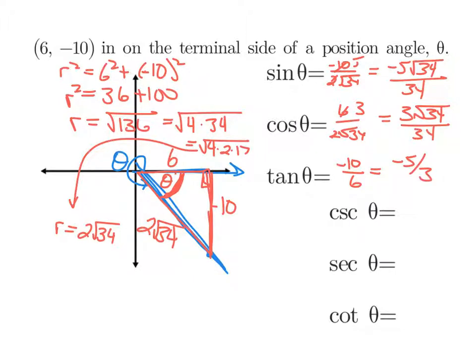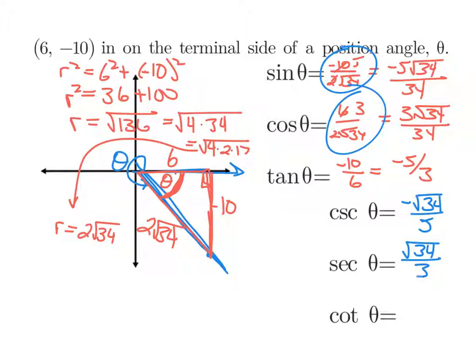To find the last 3, we just take the reciprocal of the first 3. And so going back to the unsimplified version of sine and taking the reciprocal of that, I will get negative root 34 over 5. For secant, I'll take the reciprocal of 3 over root 34, which is root 34 over 3. And for cotangent, I'll look to the simplified version of tangent and take the reciprocal, get negative 3/5.